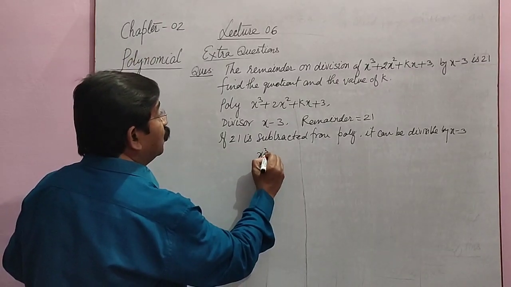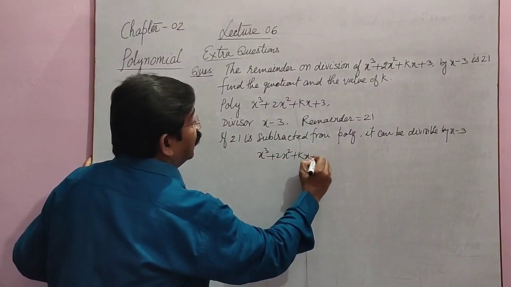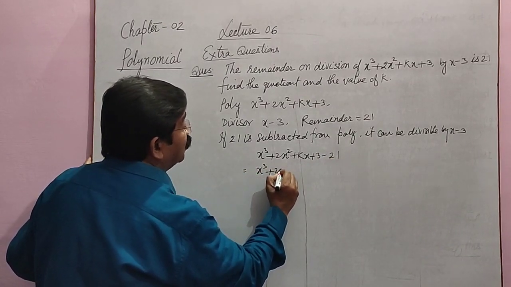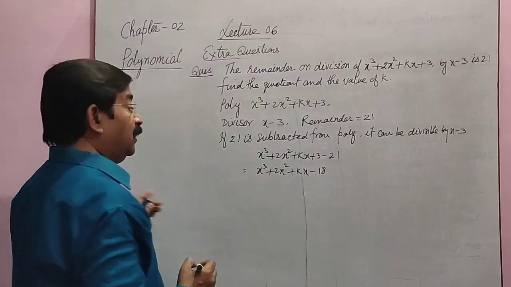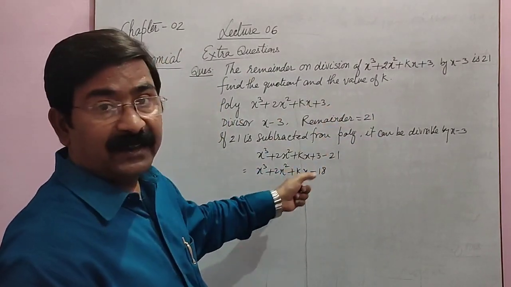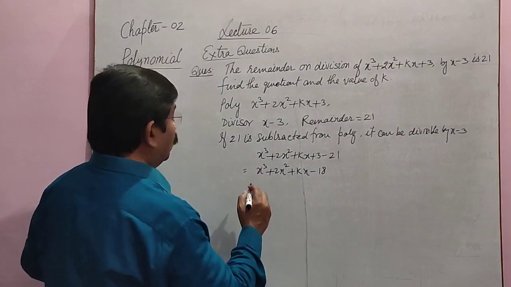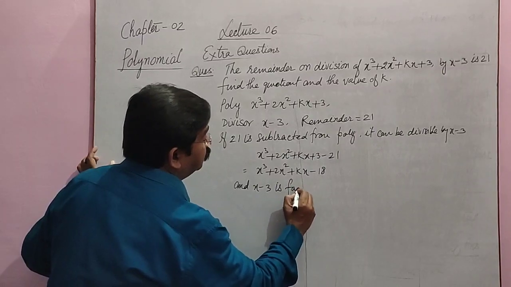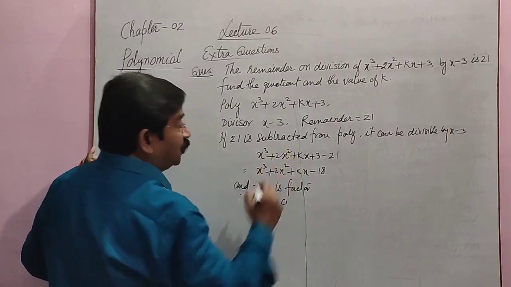We have x cube plus 2x square plus kx plus 3 minus 21. This gives you x cube plus 2x square plus kx minus 18. This is the polynomial and x minus 3 is divisor which can divide this exactly. So if it divides exactly, the remainder is 0. And you can write this, x minus 3 is factor. Therefore, remainder is equal to 0.